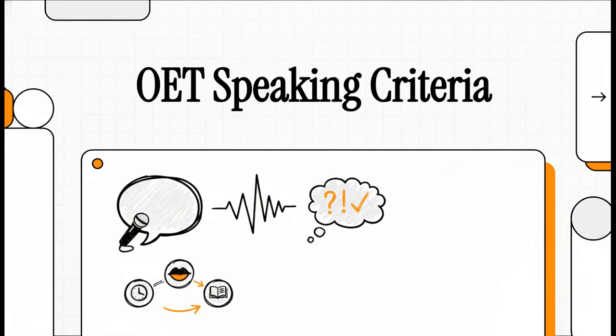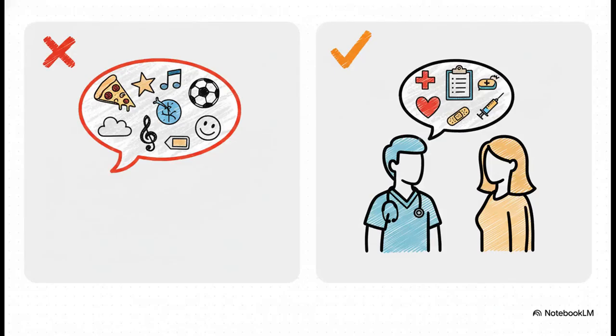All right, let's jump right in and break down the OET speaking assessment criteria. The first thing you've got to grasp about the OET speaking test is that it's completely different from other English exams. It's not a test of your personal opinions on random topics, not at all. Instead, it's a full-on simulation of your professional communication skills in a real healthcare setting. And understanding that difference, well, that's the key to everything.